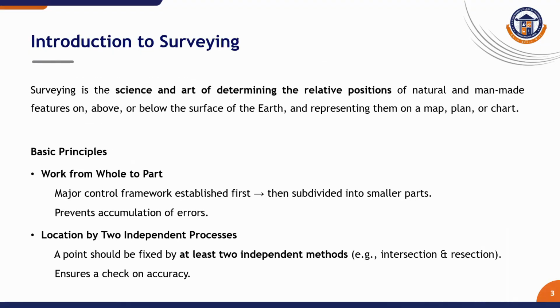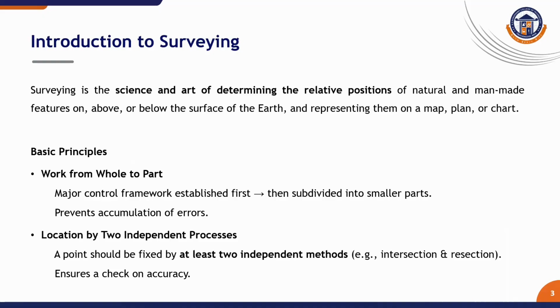Let us start with defining surveying. It is the science and art of determining the relative positions of natural and man-made features on, above or below the Earth's surface. The ultimate goal is to represent this measurement accurately on a map, plan or chart. It is the first and most critical step in any engineering project, as all design and construction relate to its accuracy. All surveying work is guided by two fundamental principles.